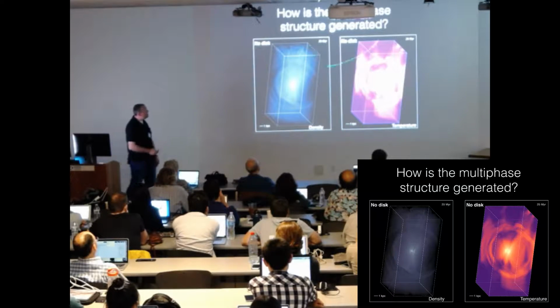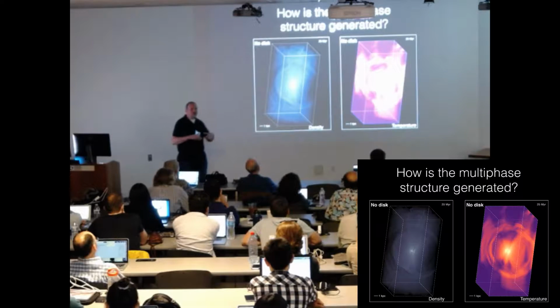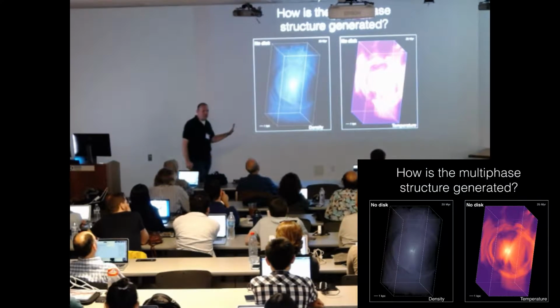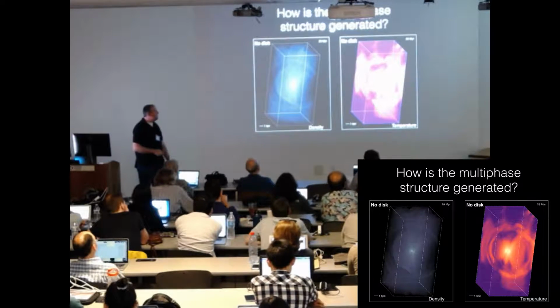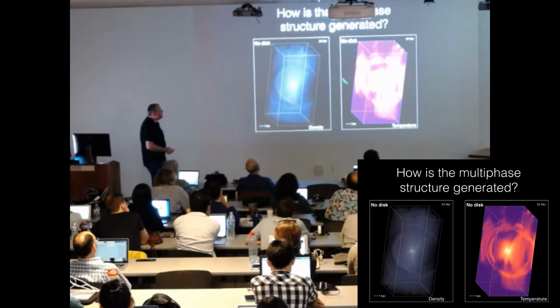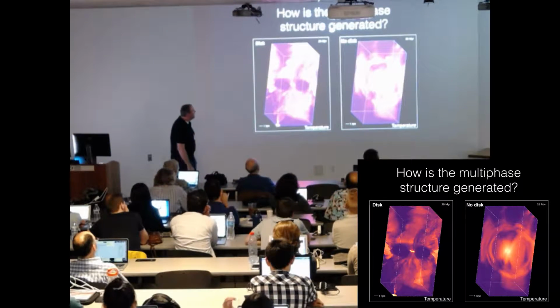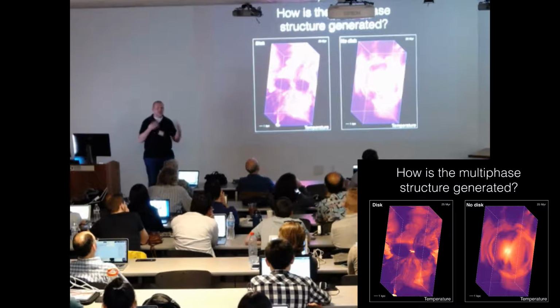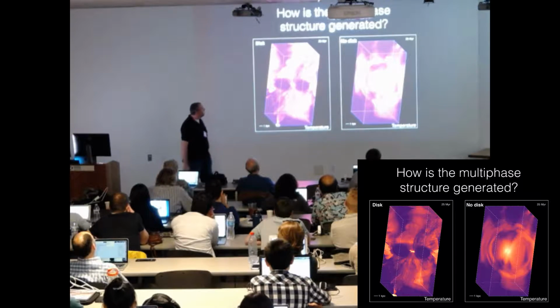You may wonder, how is this multi-phase structure generated? So here we can do the simulations removing the disk entirely. Okay, so this is the same simulation with all the same little supernova going off, but now removing the disk. Okay, so you can see that the multi-phase structure of this is quite different. It's not nearly as clumpy. If I put the disk back in, you can see that you generate structure in this multi-phase wind through the interaction with the disk, and that's quite important.